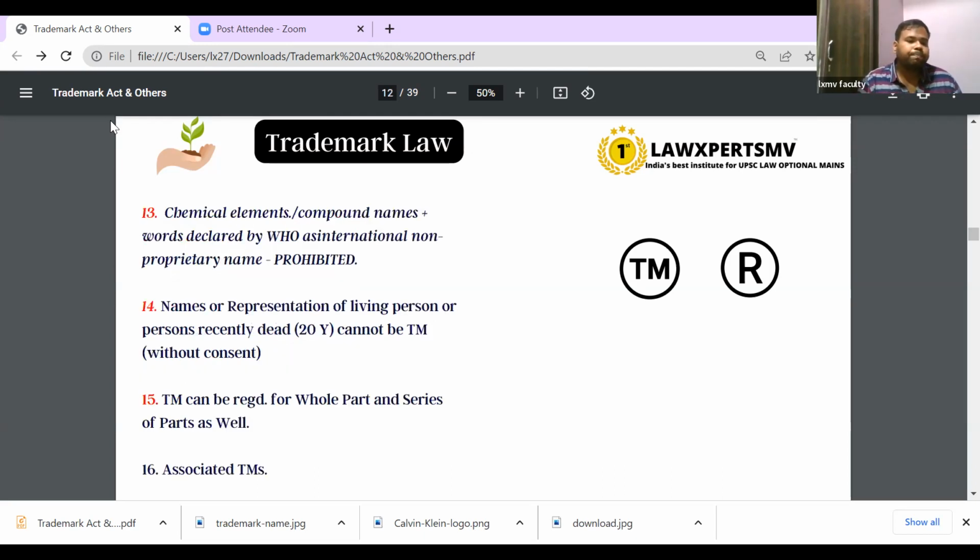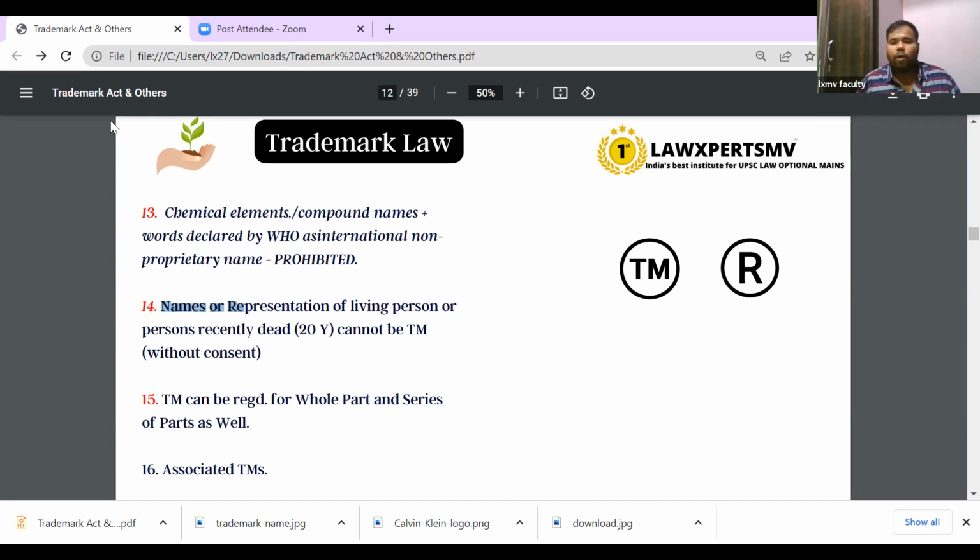Very simple. So certain chemical names, the chemical name as it is, you won't be able to register or get the trademark for. This is as per Section 13. And with respect to Section 14, the names of persons who have recently died, you won't be able to get the trademark for them. This is as per Section 14. However, you can keep their name as a trademark if you obtain the consent of this particular person.